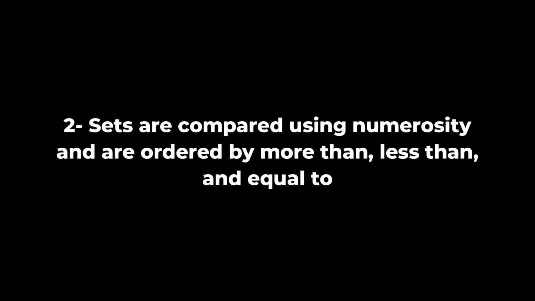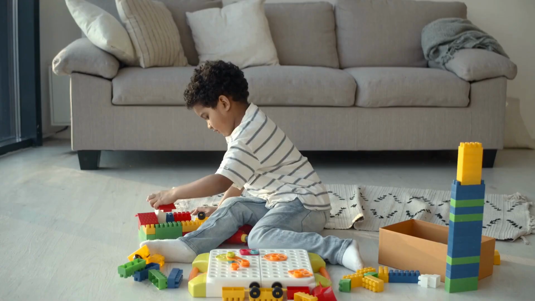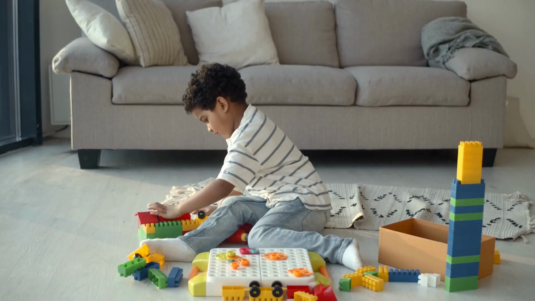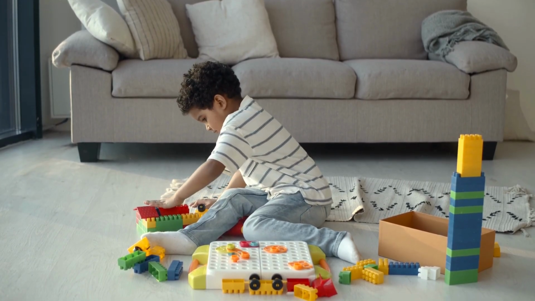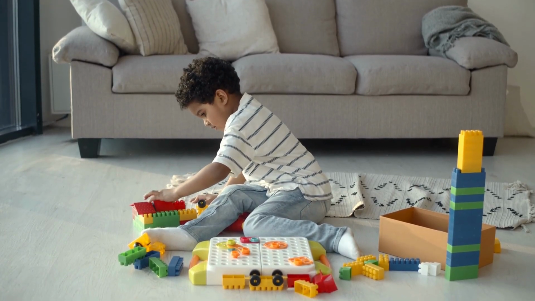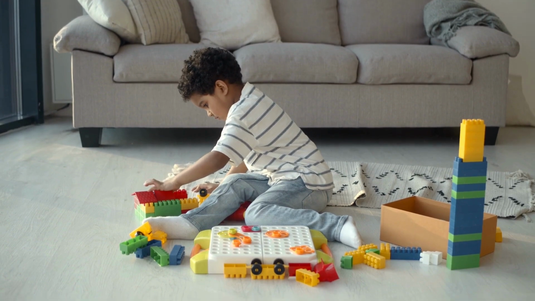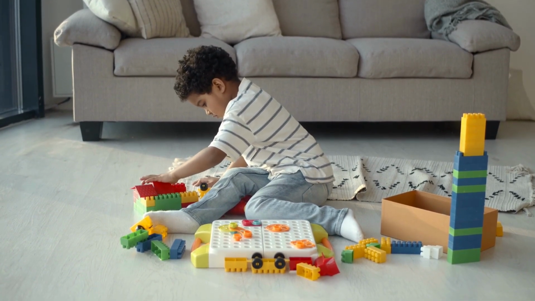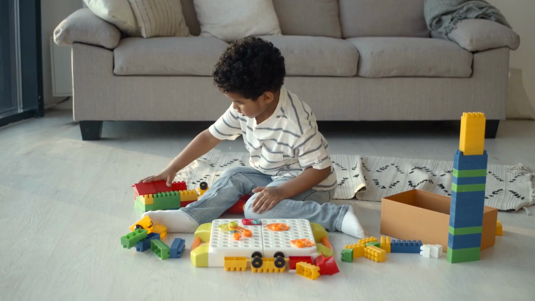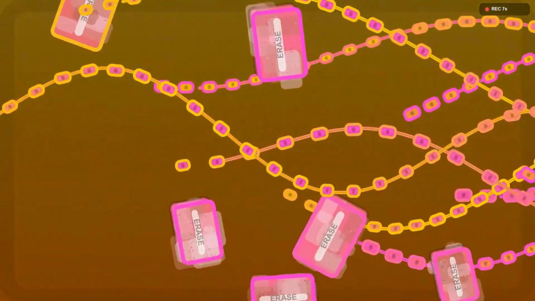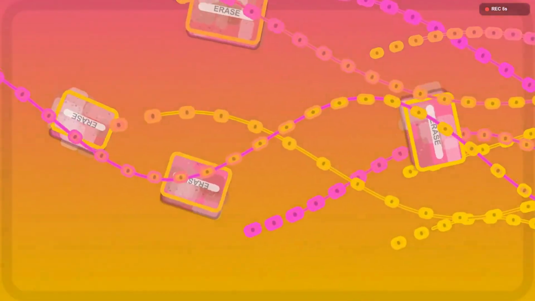Secondly, sets are compared using numerosity and are ordered by more than, less than, and equal to. Children will naturally know to use visual comparison to tell if a set has more objects, and they use matching, where sets are placed next to each other, with one-to-one correspondence to determine the quantities. And even if the objects vary in size, children know that they are only focusing on the number of objects. So, even if a larger quantity of small erasers is placed next to a small quantity of big erasers, children understand that there are more small erasers.